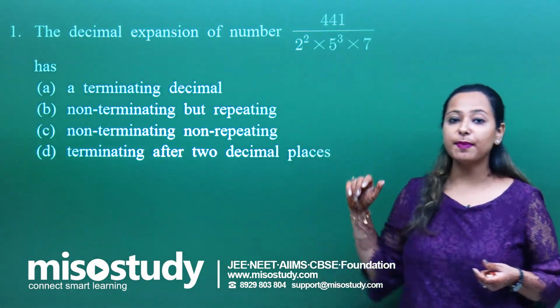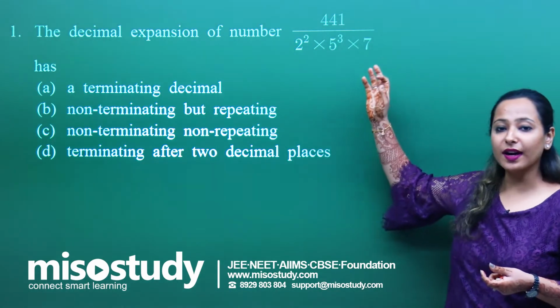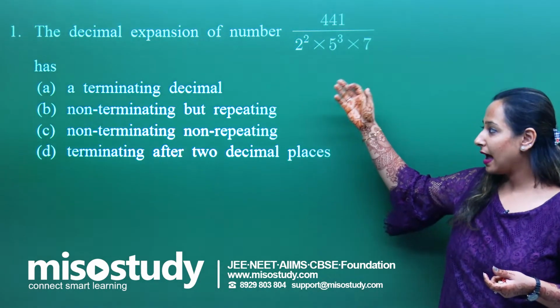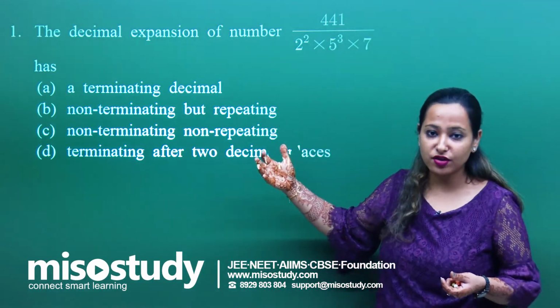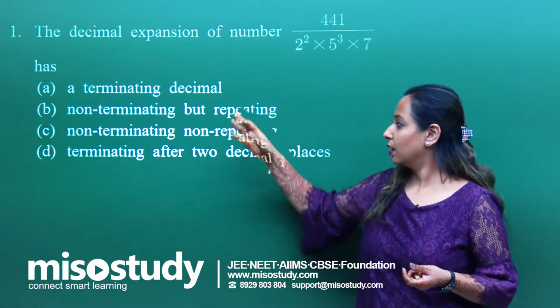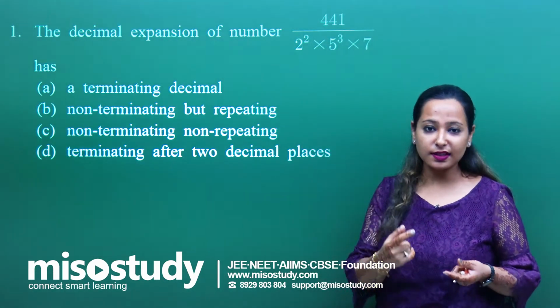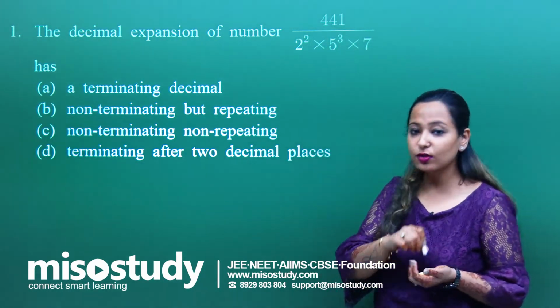The decimal expansion of the number 441 divided by 2 square into 5 cube into 7 has what kind of decimal expansion? Basically we want to know. These are the following options, out of which one is correct. So let's look at the solution.